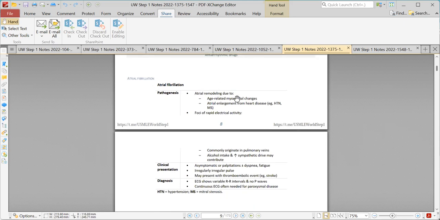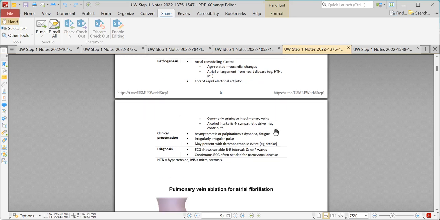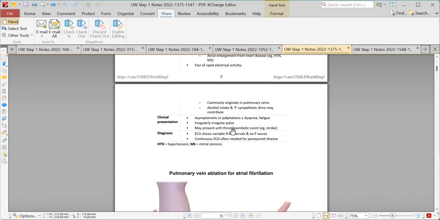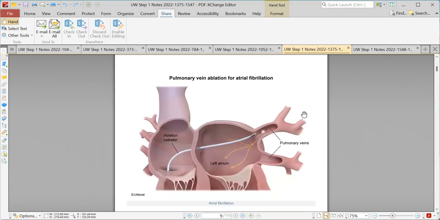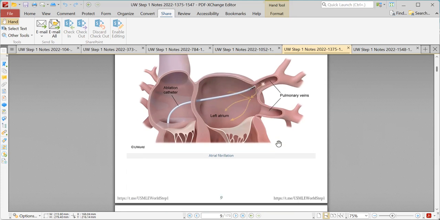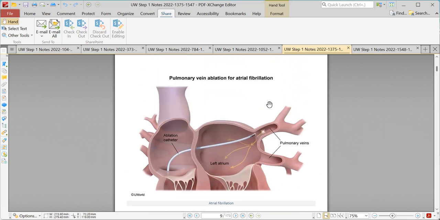Okay, so atrial fibrillation. It is mostly seen in mitral stenosis, and age-related atrial fibrillation can also be there. The most common symptoms will be palpitation, dyspnea, fatigue, and an irregular pulse. The pulse is really irregular, and you can see that there's no P wave in the ECG. One of the treatments for atrial fibrillation is pulmonary vein ablation. These pulmonary veins are the site of origin for the abnormal impulses for atrial fibrillation. So we are going to ablate this because we want to stop the abnormal impulses.